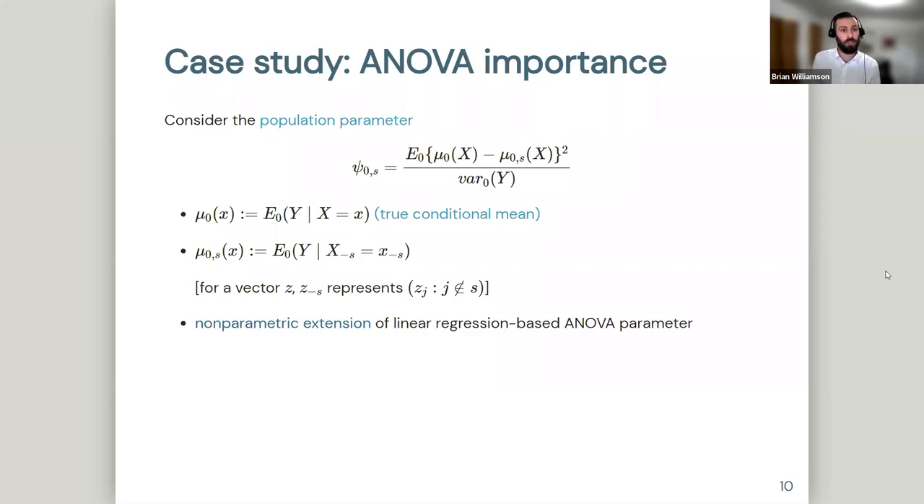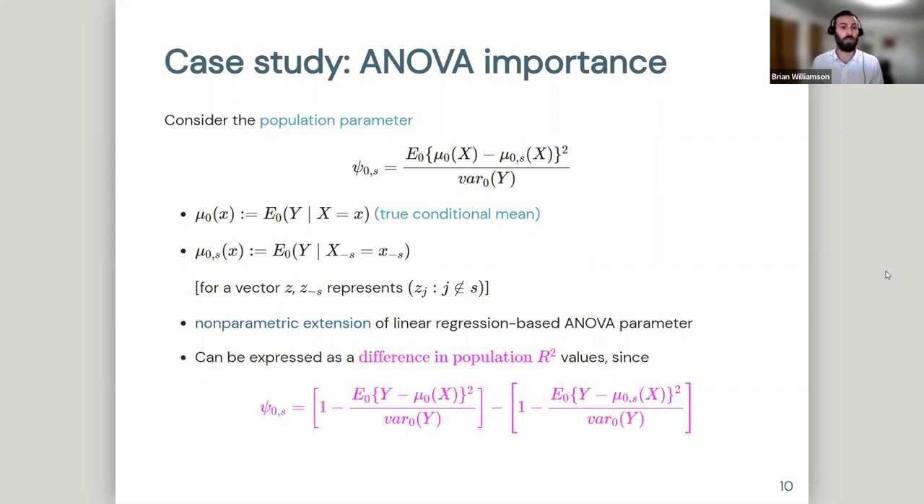And you can think about this, tying back to what we saw on the previous slide, as a non-parametric extension of the linear regression ANOVA parameter. You can also think about this as a difference in population R squared values, because with a little algebra, we can rewrite this parameter as this quantity here, which looks at population versions of the empirical version of R squared that I showed on the previous slide.